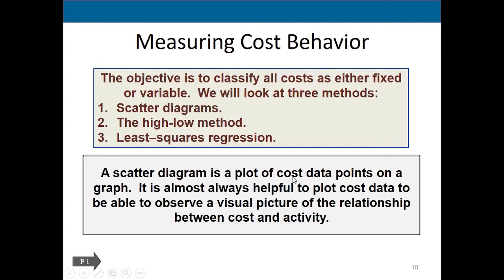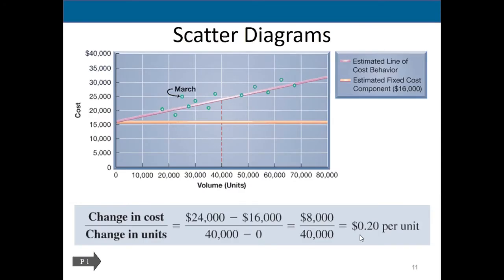It's a plot of cost data points on a graph. Okay, we kind of know what a graph is. It is almost always helpful to plot cost data to be able to observe a visual picture of the relationship between cost and activity. But let's talk about how they do this. Here's the thing. These dots are total cost. Remember that the green line was total cost? These dots are total cost at different levels of activity, right? Different levels of activity in different months.